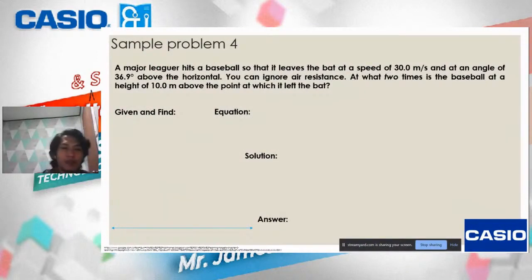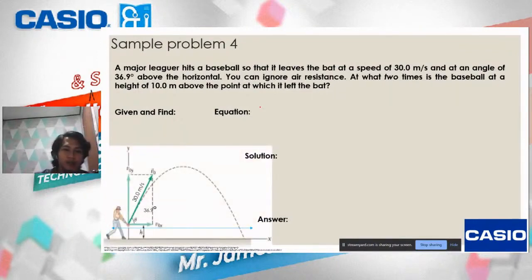A major league player hits a baseball so that it leaves the bat at a speed of 30 meters per second at an angle of 36.9 degrees above horizontal. You can ignore air resistance. At what two times is the baseball at the height of 10 meters above the point at which it left the bat? So, it looks like this, no?